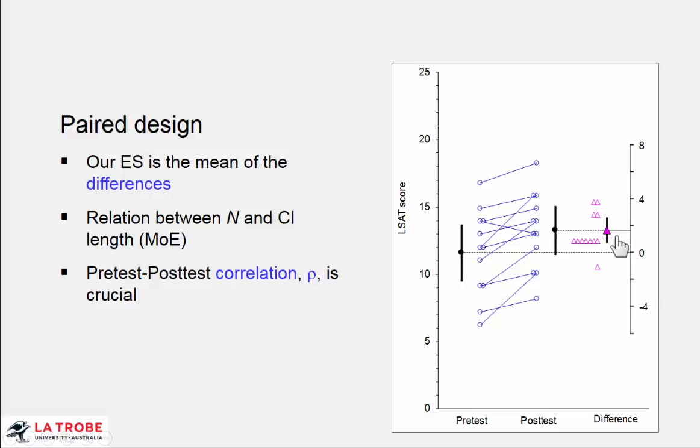There's one additional thing to consider here, and that is rho, the population pre-test, post-test correlation. Now, the larger rho is, the larger the correlation between pre-test and post-test data points is likely to be, and the shorter the confidence interval. When rho is large, then we expect shorter confidence intervals, which is great news.